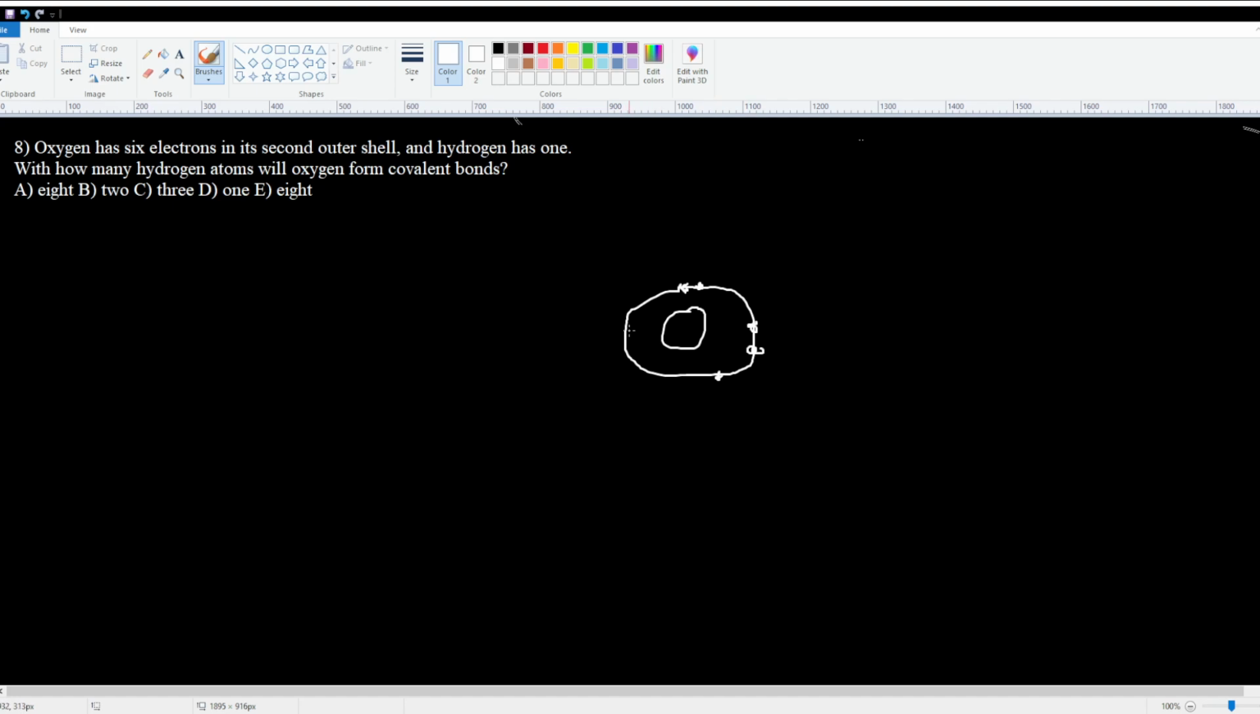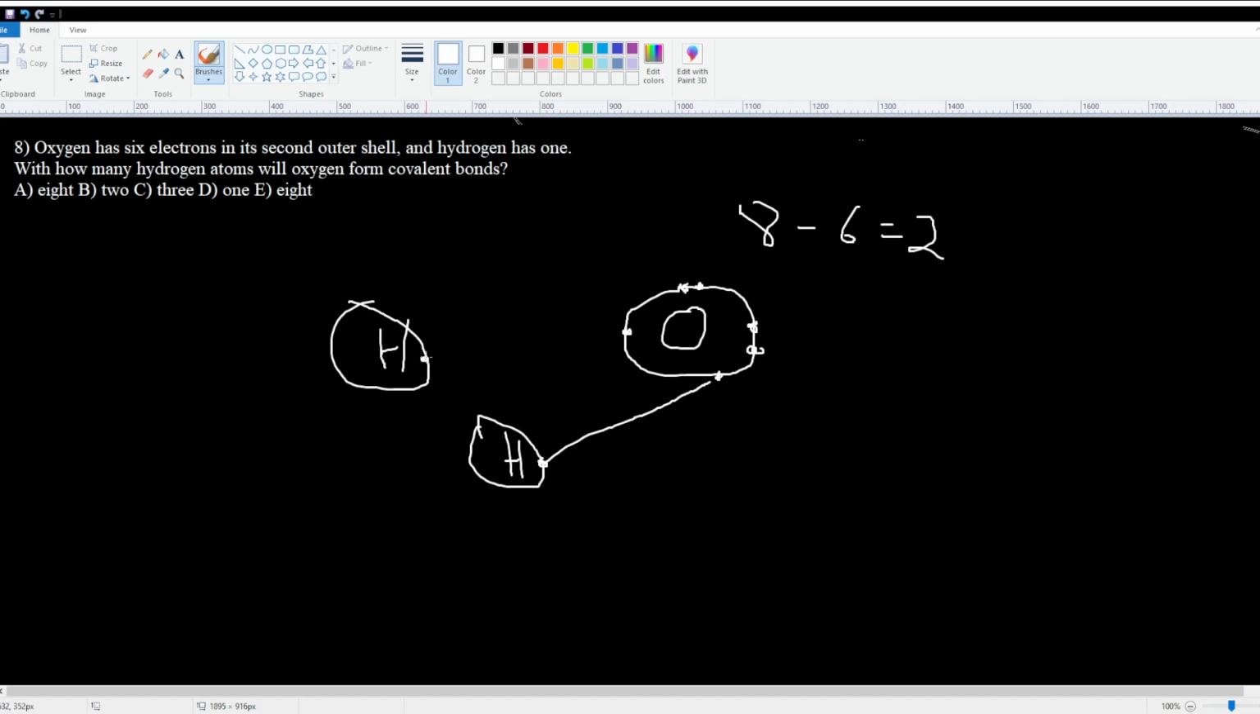If we're talking about oxygen, it's going to have 6 on its outer shell. If hydrogen has just 1, then it's just like we talked about earlier. If we take 8 minus 6, we're going to get 2. So that's how many bonds can be formed within oxygen. So that's our answer, 2. With how many hydrogen atoms will oxygen form covalent bonds? And these are known as polar covalent bonds, of course.